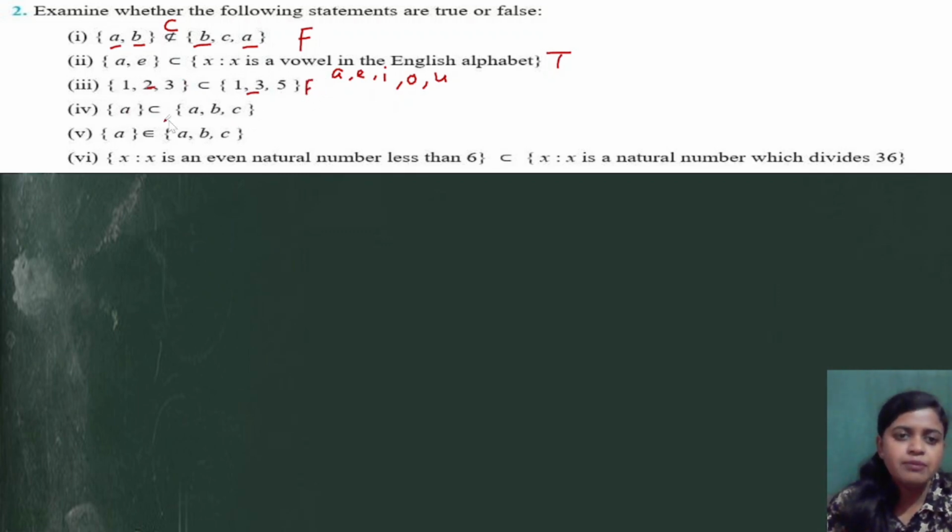So A element belongs to {A, B, C}. Obviously, this is a true statement. And {A} belongs to {A, B, C}. Yes, the set {A} belongs to {A, B, C}. Yes, it is also true.